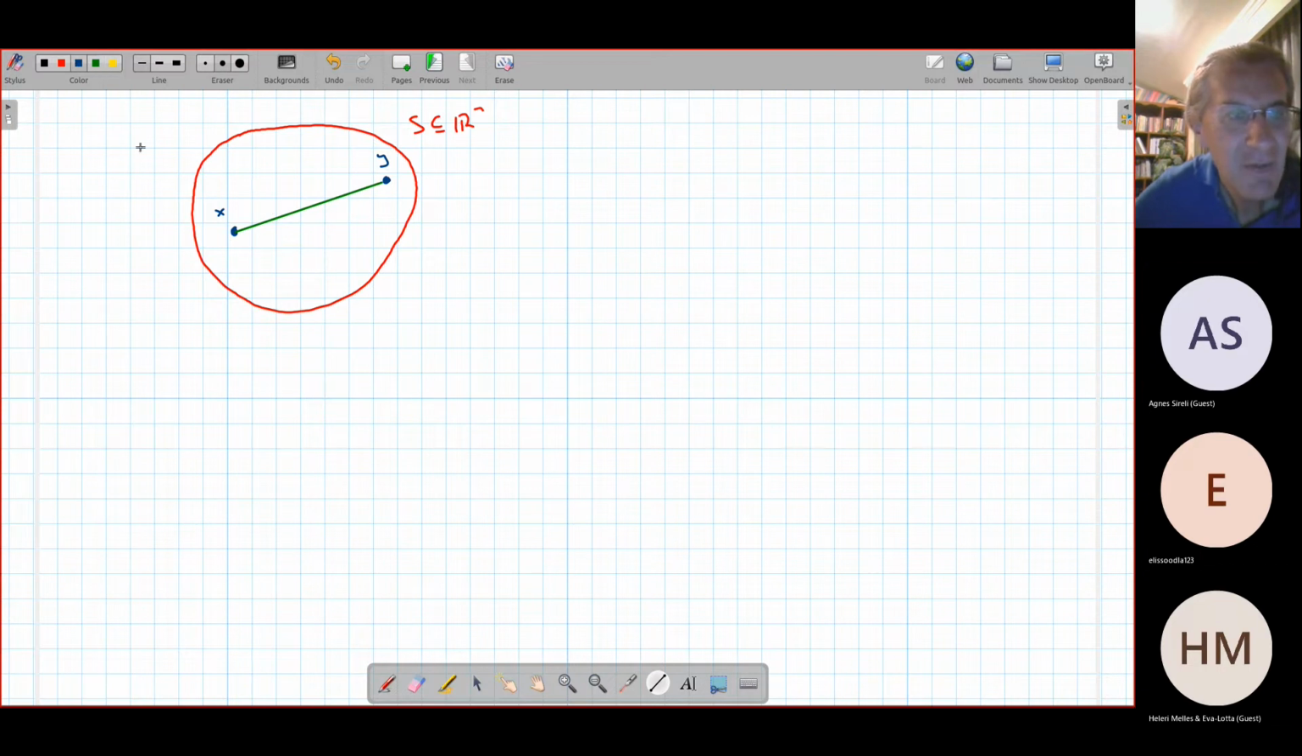Okay. And that's because any point here can be described as a point of the form lambda x plus 1 minus lambda y, with lambda between 0 and 1. So this is the meaning of convexity. So a set is convex if for any 2 points inside the set, the straight line joining them is within the set.